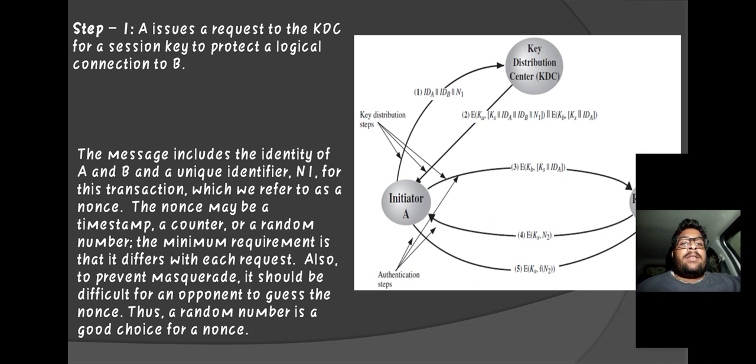Step 1. A issues a request to the KDC for a session key to protect a logical connection to B. The message includes the identity of A and B and a unique identifier N1 for this transaction, which we refer to as a nonce. The nonce may be a timestamp, a counter, or a random number. The minimum requirement is that it differs with each request. Also, to prevent masquerade, it should be difficult for an opponent to guess the nonce. Thus, a random number is a good choice for a nonce.